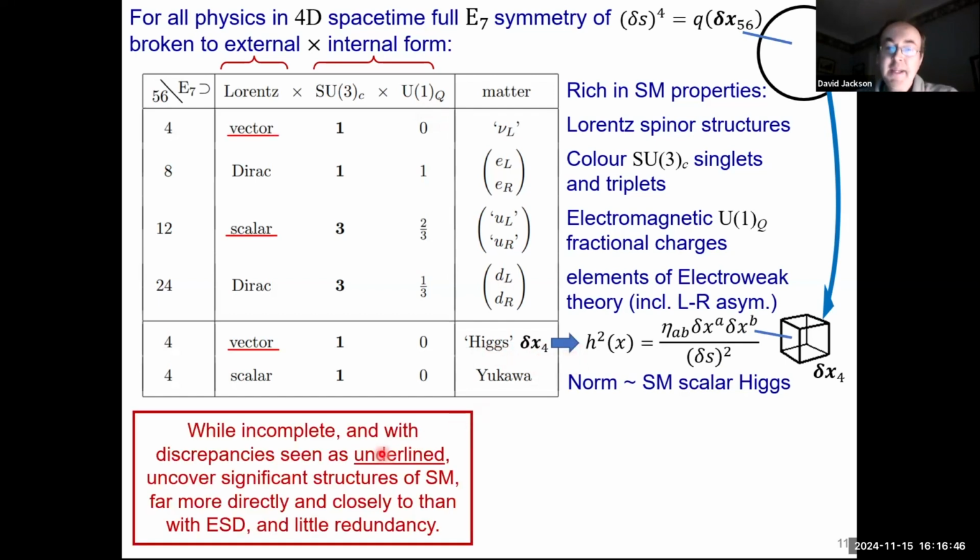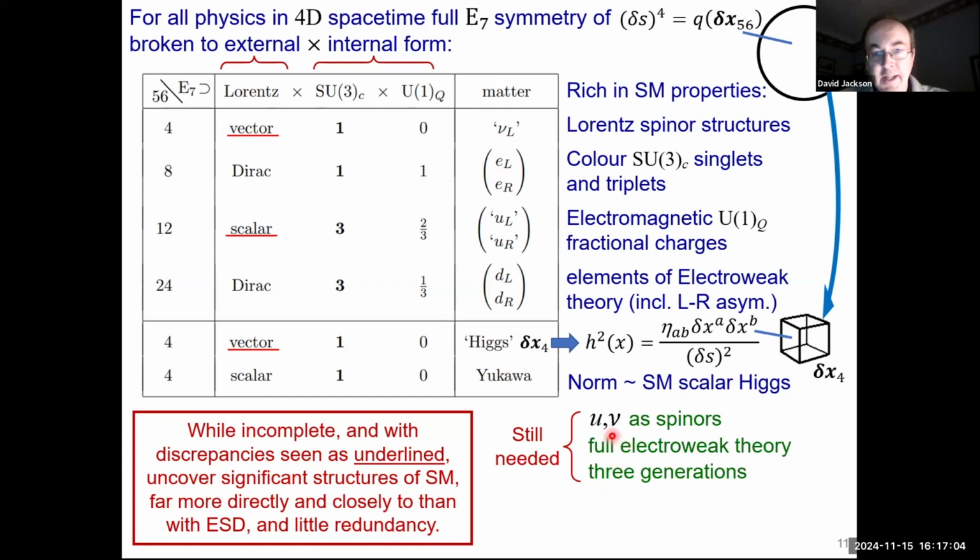So this is certainly incomplete, and there are discrepancies, but there are a lot of properties of the standard model that come out this way, certainly far more directly than with extra spatial dimensions and with little redundancy. There's no extra mirror partners or supersymmetric partners or anything like that. The main properties that are needed are that the U quarks and new leptons need to be spinors rather than these vectors and scalars. We need a full electroweak theory, and we need 3 generations.